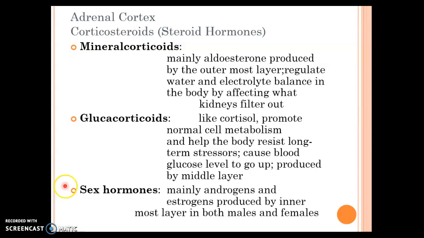Glucocorticoids are helping us deal with prolonged stressors, and they will increase the amount of glucose that is in our bloodstream. So somebody who is dealing with prolonged stress might have a higher blood glucose level, which, if that again is a prolonged thing, could end up leading to something like insulin resistance and type 2 diabetes. Sex hormones, they're mainly androgens and estrogens that are produced in the most inner layer of the adrenal cortex, and both males and females are producing these.